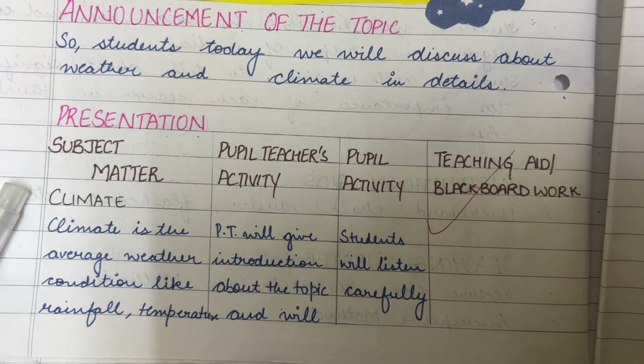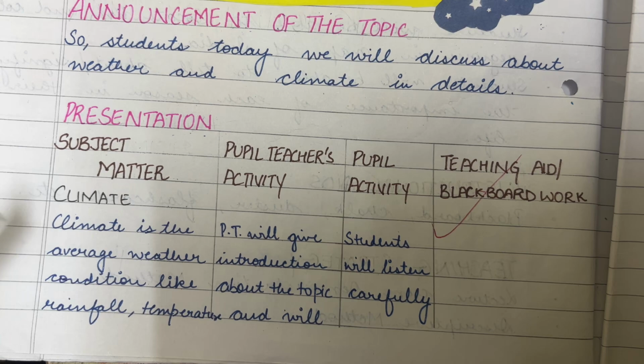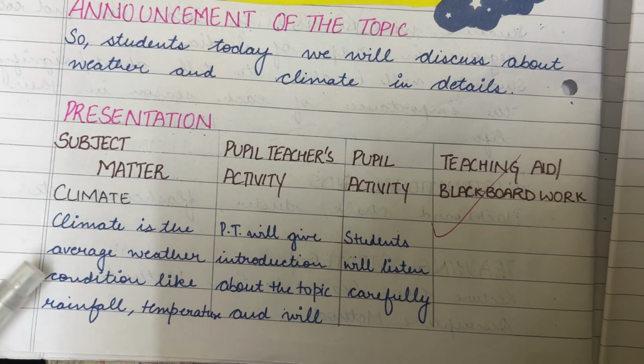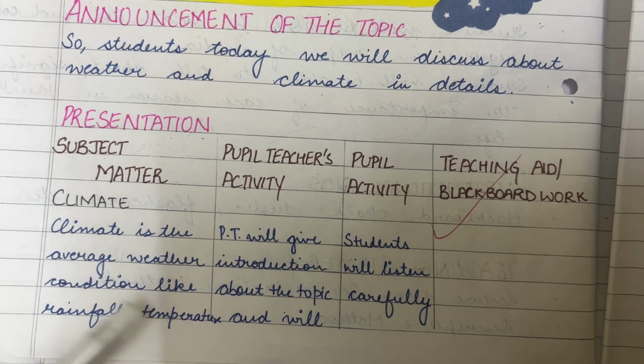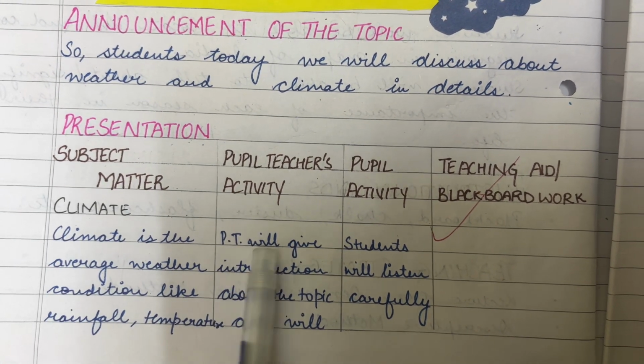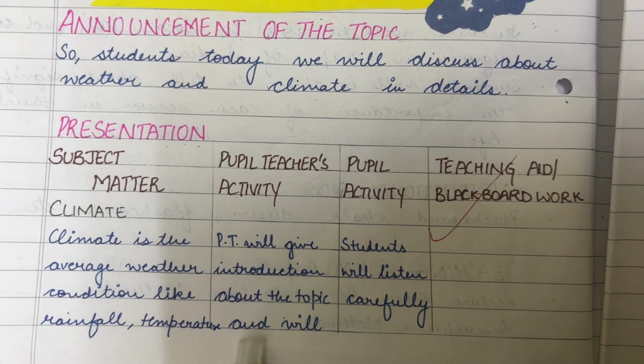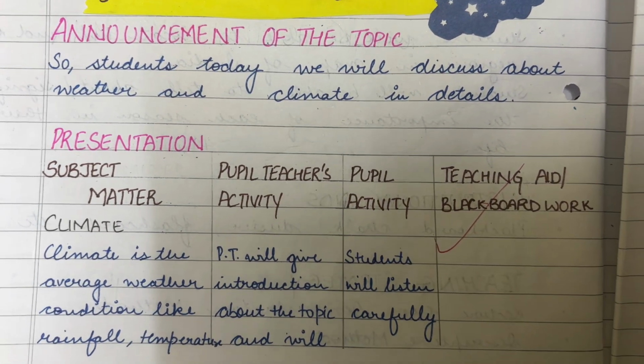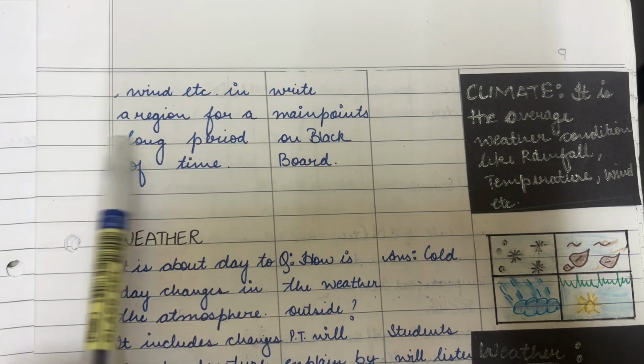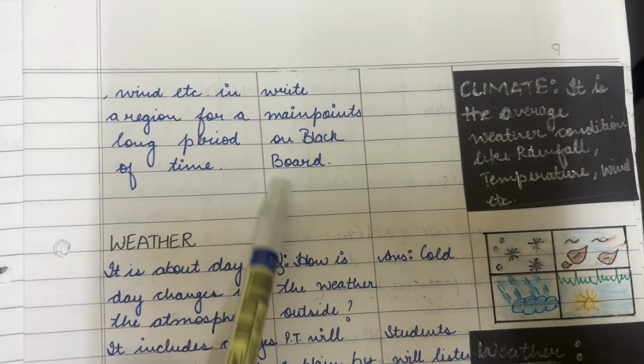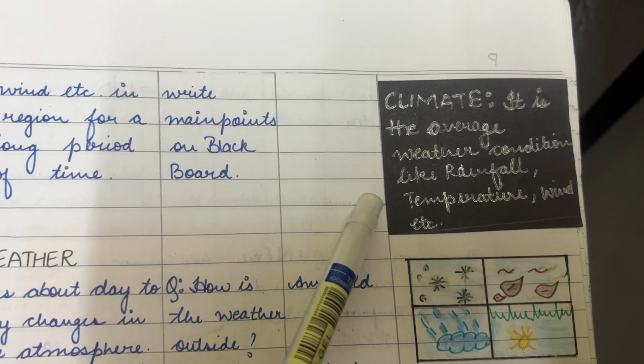First we'll write the heading and we'll write the context from the NCERT. I'll read it out. Climate is the average weather condition like rainfall, temperature, wind, etc. in a region for a long period of time. PT activity, pupil teacher will give introduction about the topic. Pupil activity, students will listen carefully. Write main points on the blackboard, and this is the blackboard work.